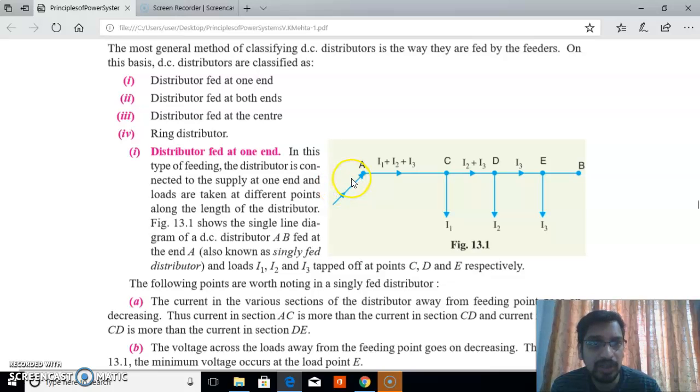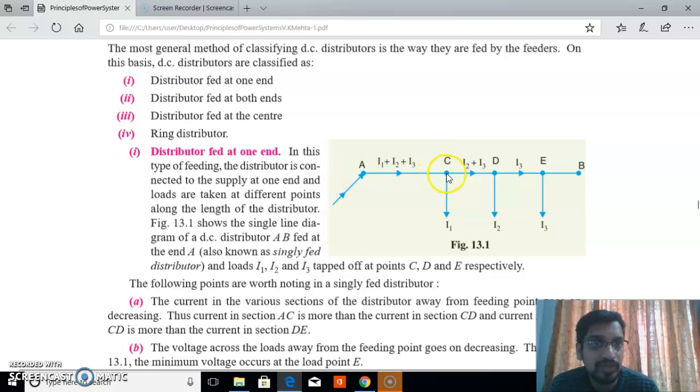Then coming to the voltage side, the maximum voltage appears at point A because we give the supply to point A, and the voltage decreases when we move from point A to point B. So the minimum voltage on the distributor is at point B, and the maximum voltage occurs at point A. The voltage is decreasing from A to B. The voltage at A, that is VA, is maximum, and the voltage VC is less than VA.